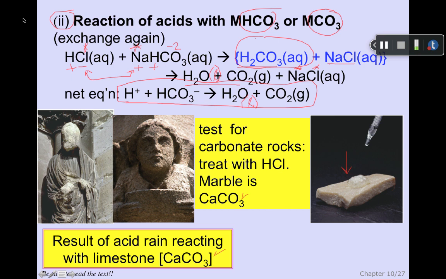The pictures shown here represent statues that have deteriorated as a result of acid rain. Acid rain reacts with these statues and dissolves away part of the rock or part of the sculpture, which is one of those unfortunate environmental hazards, environmental consequences.